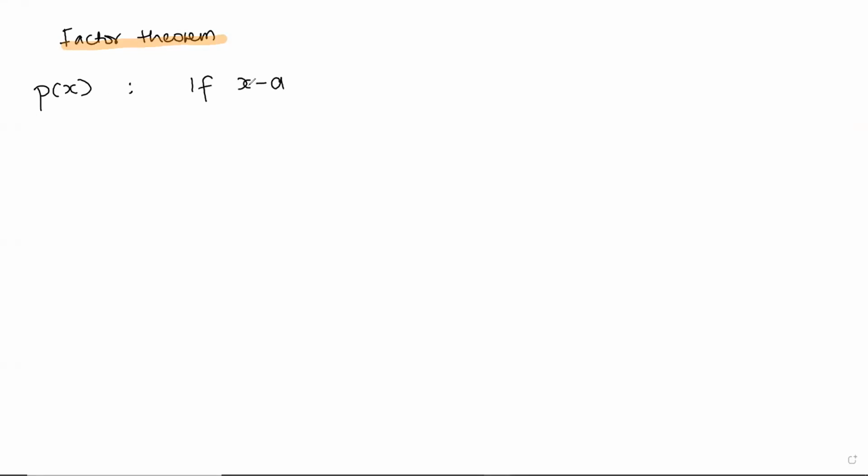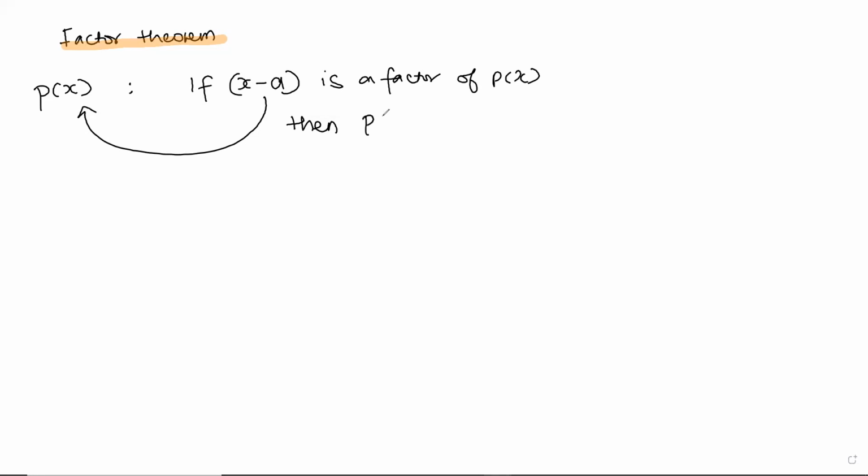Yes. So if x minus a, the polynomial x minus a, is a factor of p of x, then what will happen? Yes, Amna? Mridula, anyone? Then p of a is equal to 0. Very good. Yes, p of a is equal to 0.